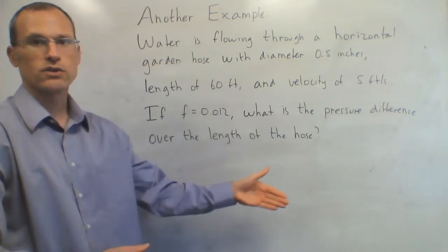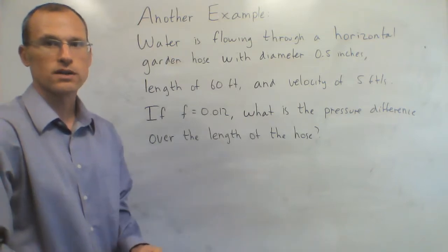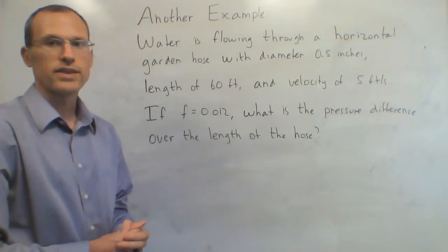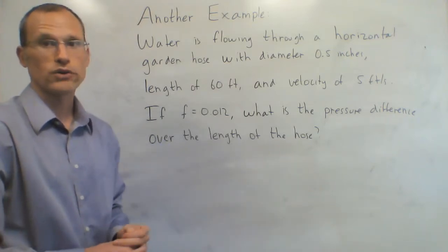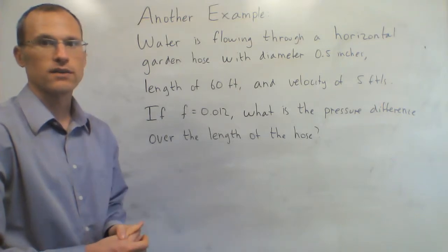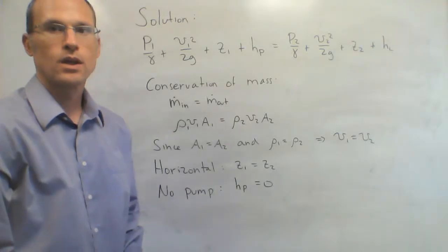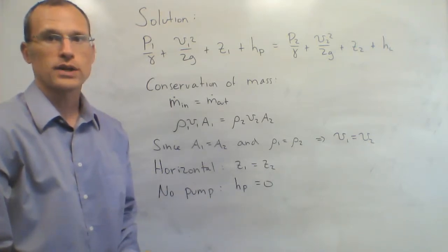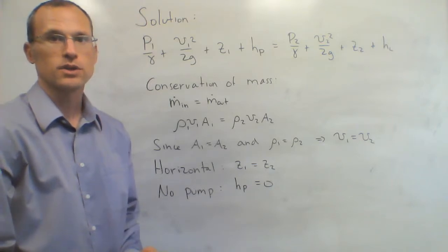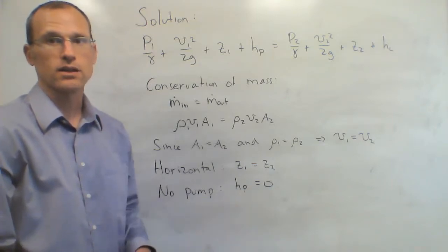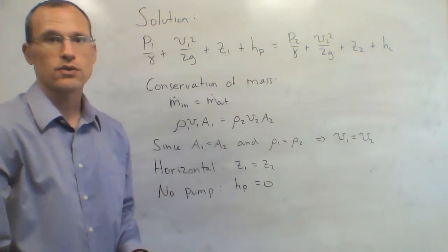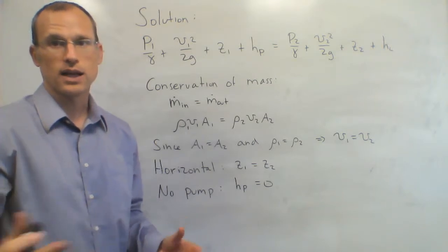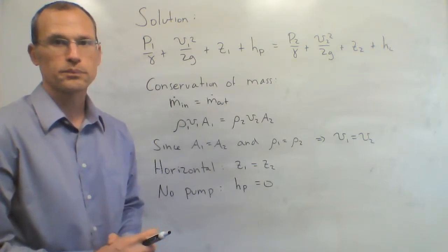You have some sort of pressure at the spigot where the water comes out, atmospheric pressure where it comes out of the end of the hose. Want to find what that pressure is at the actual spigot in your water lines to produce this velocity of 5 feet per second. So to solve this, we can start with the full Bernoulli equation or energy equation, P1 over gamma plus V1 squared over 2g plus Z1 plus HP. That's basically going to be at the spigot, equals P2 over gamma plus V2 squared over 2g plus Z2 plus HL. That's basically going to be at the other end of the hose where the water is coming out.